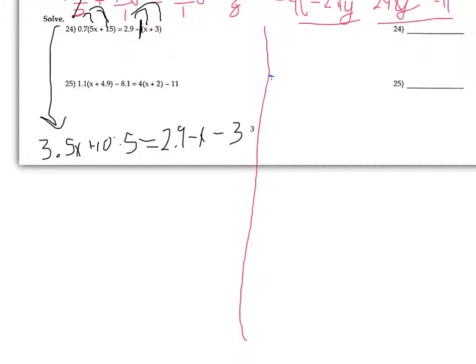On the left side, we don't have any. You know, we have our 3.5x plus 10.5. Here, 2.9 minus 3 is negative 0.1 minus x. We still have that. So I'm going to get my x's on the left and my numbers on the right. So I'm going to add x, and subtract 10.5.